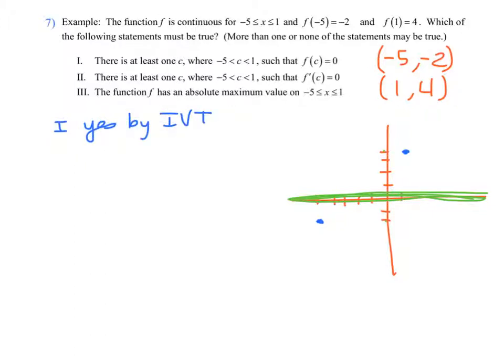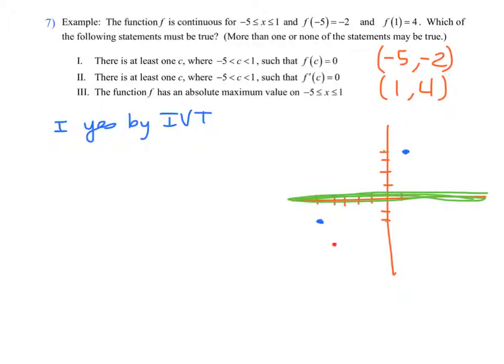Okay, number 2. This says there is at least one c between -5 and 1 such that f prime of c is equal to 0. Well, what does it mean if f prime of c is equal to 0? It means the derivative is equal to 0. What happens if the derivative at c is equal to 0? Well, that would mean that you would have a horizontal tangent. Okay? Is it guaranteed that I'm going to have a horizontal tangent? In other words, will I have a relative min or a relative max? There is no guarantee.